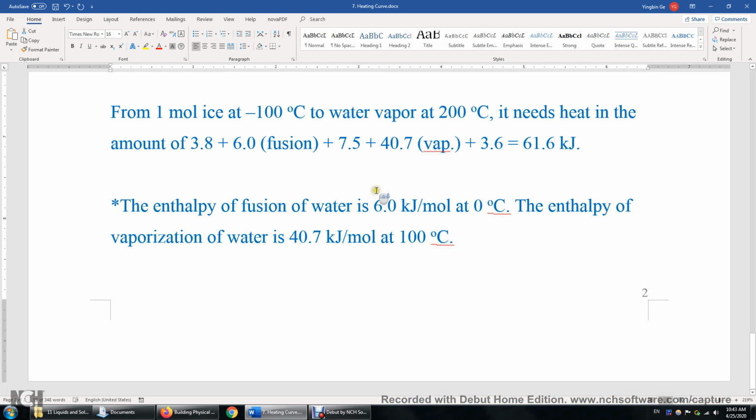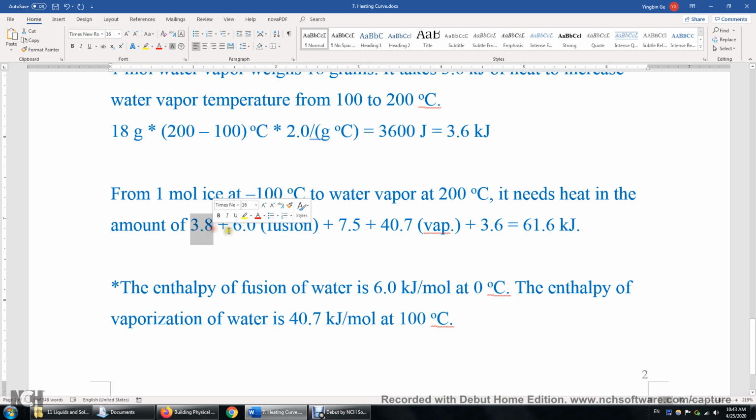So we have this 3.8 here, kilojoule. And then at 0 degrees Celsius, we provide 6.0 kilojoule to melt the ice at the constant temperature, 0 degrees Celsius. Again, the enthalpy of fusion of water is 6.0 kilojoule at 0 degrees Celsius. This is why we need this much heat to melt the ice. And then once the ice is melted, we have liquid water at 0 degrees Celsius.